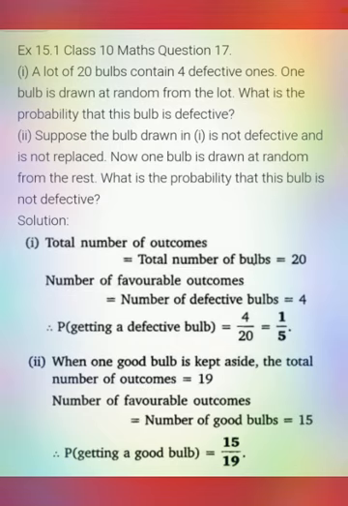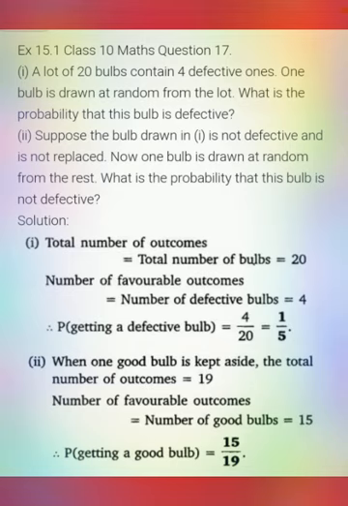Okay, how many bulbs are there in total? The total number of bulbs is 20. How many are defective ones? 4 are defective ones. So what is the probability of drawing a defective bulb? That is number of favorable outcomes divided by total number of outcomes, which is nothing but 4 divided by 20. 4 divided by 20 can be simplified as 1 by 5. Okay.